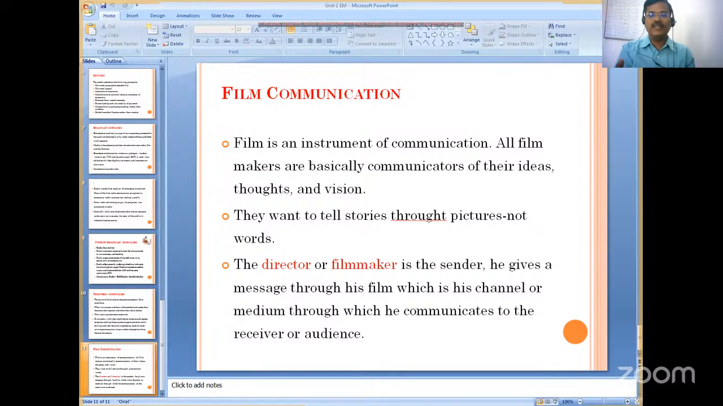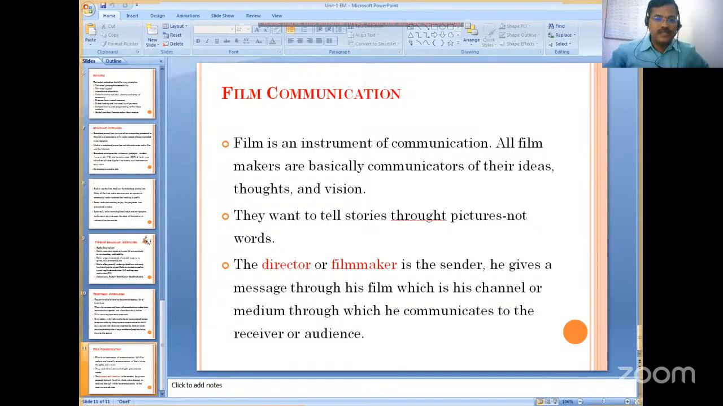Illiterate, literate, urban, rural, kids, adults, there is no difference. Everyone can see film. But here we discussed kids and adults, though some films are particularly for particular persons. That is a different matter. We will discuss it in later units.